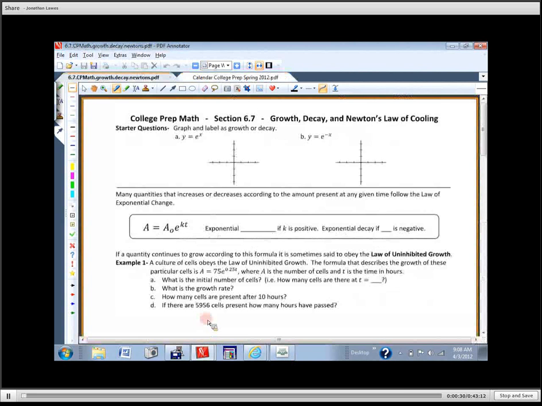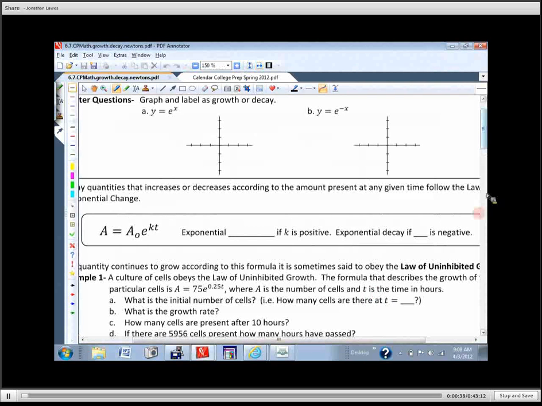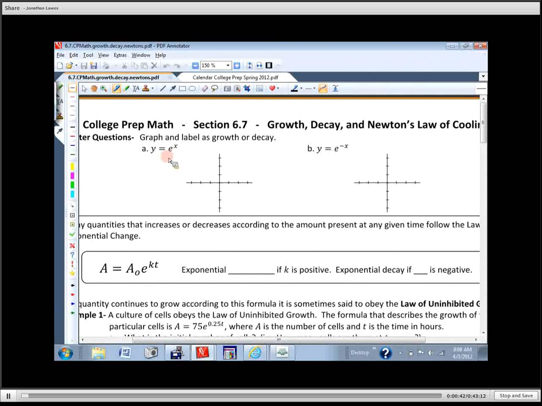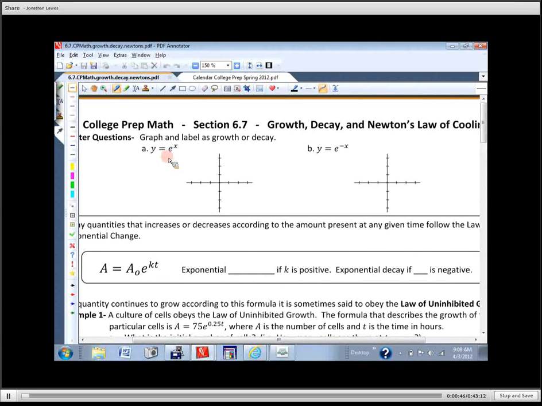Okay, so it says graph and label as growth or decay. So I want you to go ahead and graph each one of these. This is one that you've got to be familiar with. Don't be surprised if there's a problem on the test that just says graph the exponential function with a base of e and label the points. Again, it's got a horizontal asymptote, it's got a y-intercept and that sort of thing.